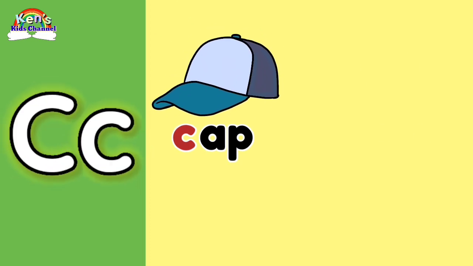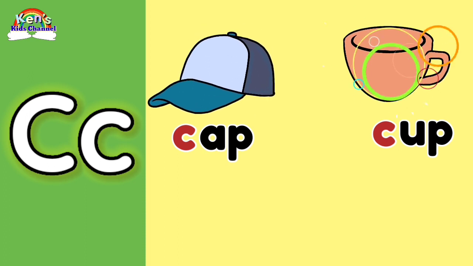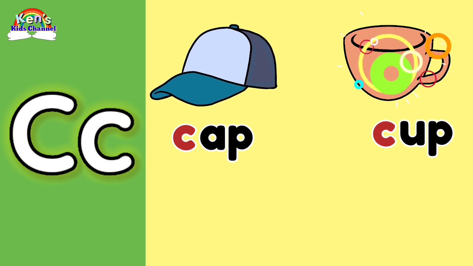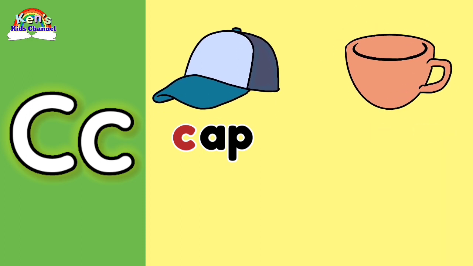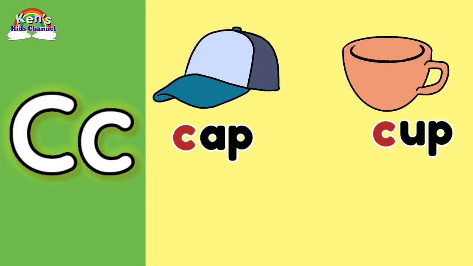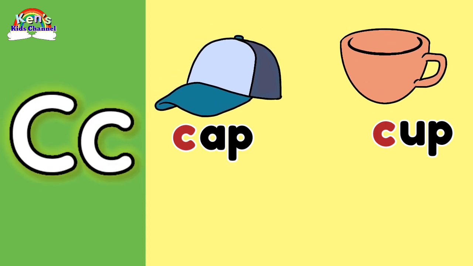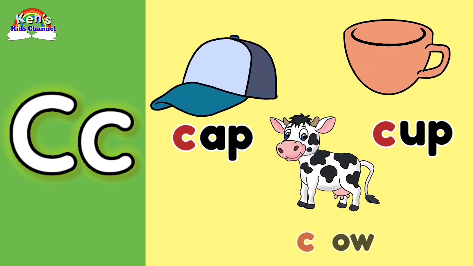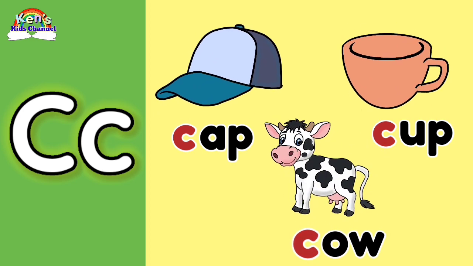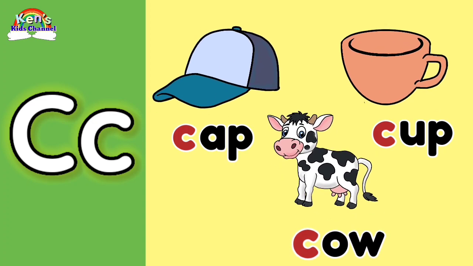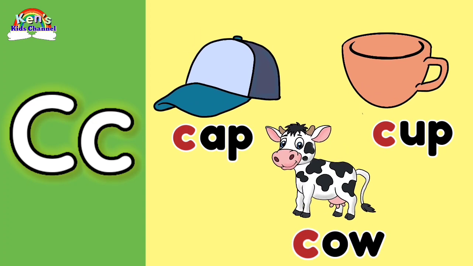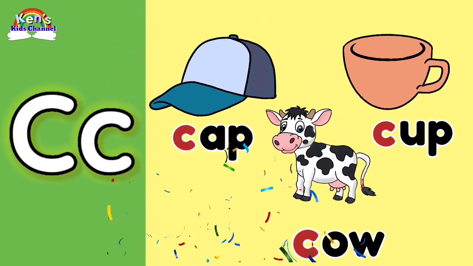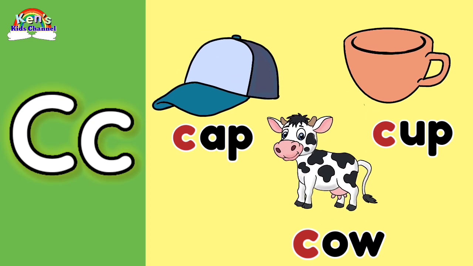C is for cup. K, k, cup. K, k, cup. C is for cow. K, k, cow. K, k, cow. Now you do it all by yourself.